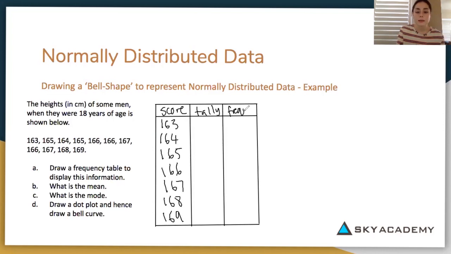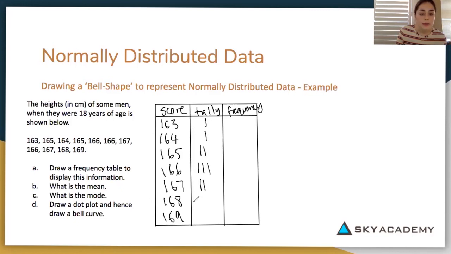Okay, so my tally, how many? The tally is just how much of each score there is. So we have 163, so I'm just going to put 1 tally. How many 164s do we have? We just have 1, so 1 tally. 165, we have 2, so 1, 2. 166, we have 3, 1, 2, 3. 167, we have 2, 1, 2, 168, we have 1, and 169, we have 1.